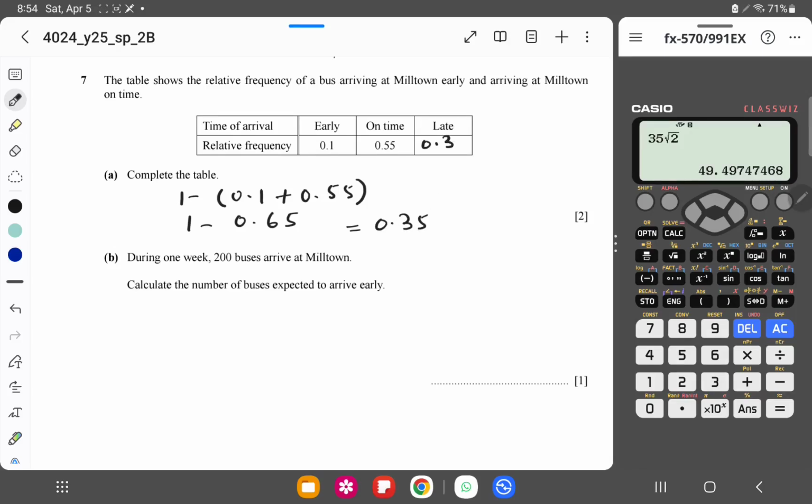We can do it mentally as well. If you want, you can use the calculator for this one. So we have already found the relative frequency for late and completed the table. Question number 7 part B.